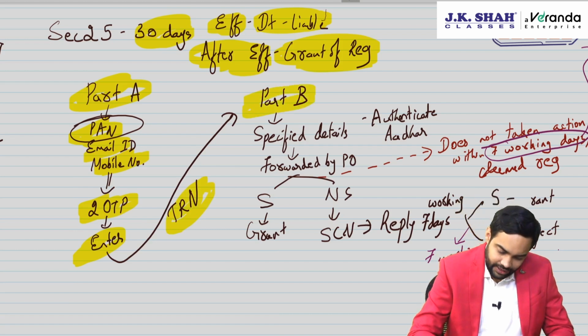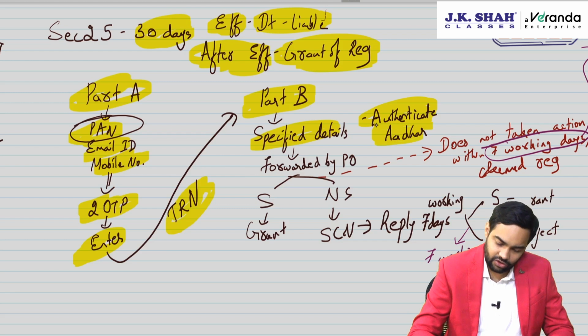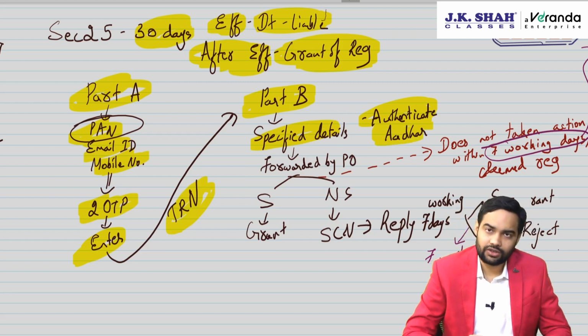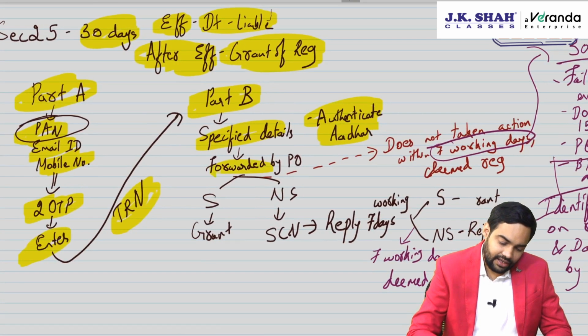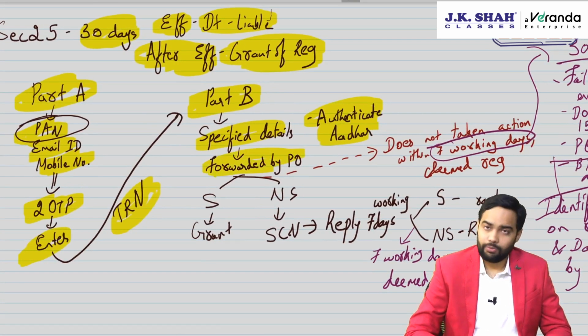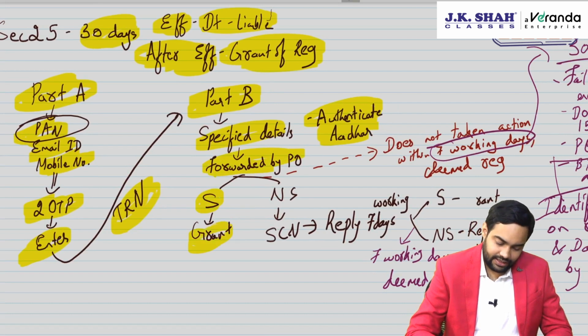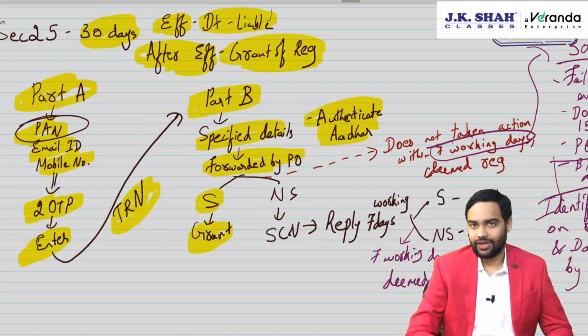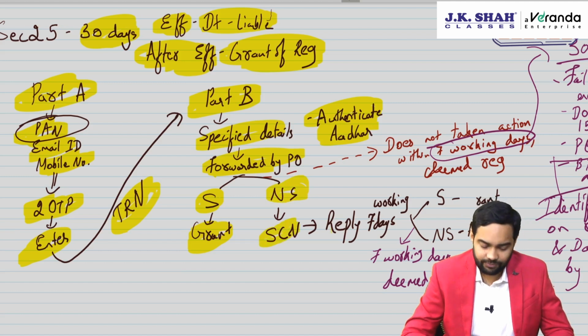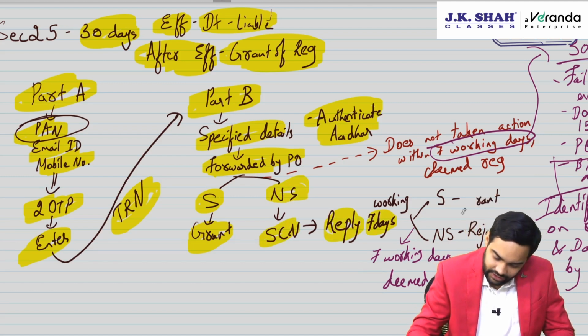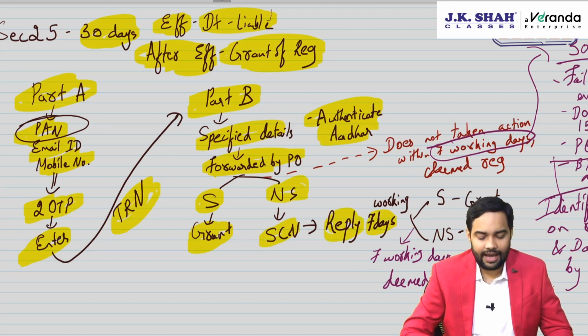Then you move on to part B. You have to fill specified details and you have to choose whether you want to authenticate Aadhaar or not. If you select that you want to authenticate Aadhaar, you have to complete it within 15 working days. Then it will be forwarded to the proper officer. If the officer is satisfied, then grant of registration. If the officer is not satisfied, he will issue a show cause notice. You have to reply within 7 working days. Again, if he is satisfied, grant, and if he is not satisfied, then he will reject the application.